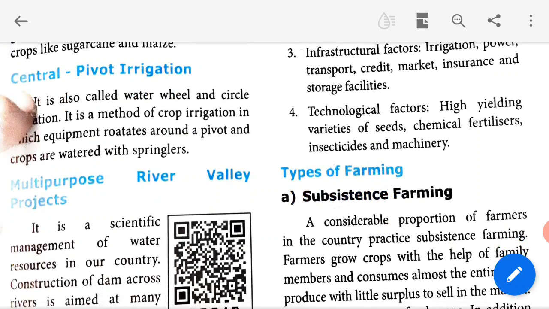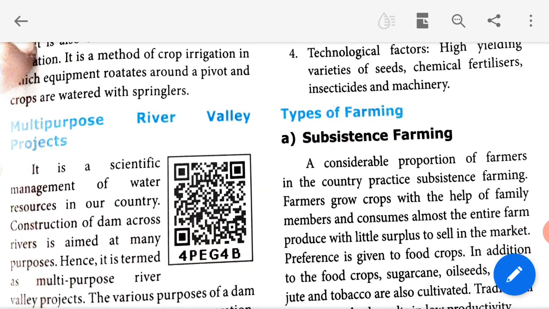Multi-purpose river valley projects. So valley means pallathakku. Okay, so you should remember pallathakku is when you have two mountain ranges, between those two you will have a depression, a low form, that is called as a valley. It is a scientific management of water resources in our country.